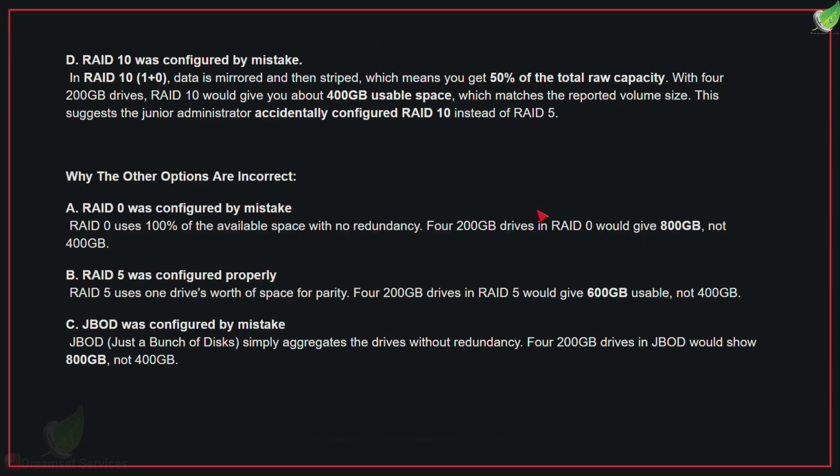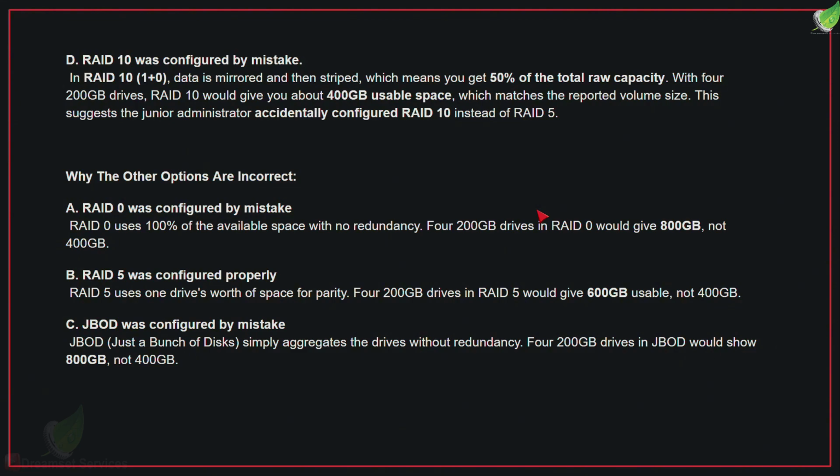In RAID 10, data is mirrored and then striped, which means you get 50% of the total raw capacity. With 4 200 GB drives, RAID 10 would give you about 400 GB usable space, which matches the reported volume size. This suggests the junior administrator accidentally configured RAID 10 instead of RAID 5. Why the other options are incorrect?